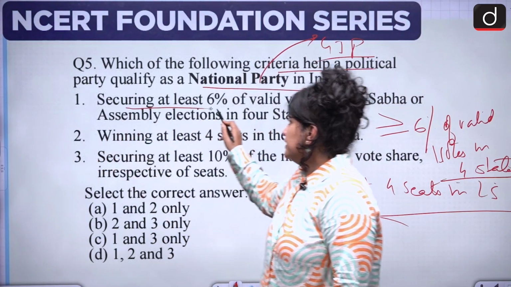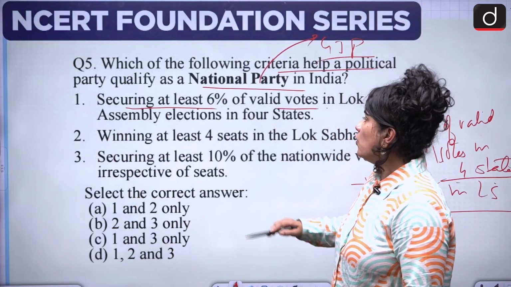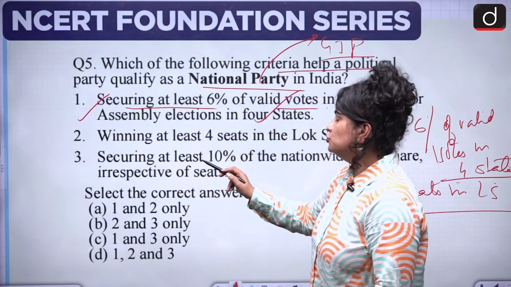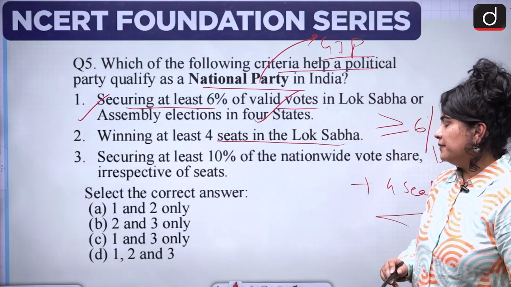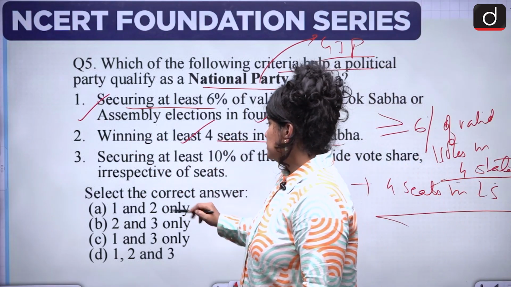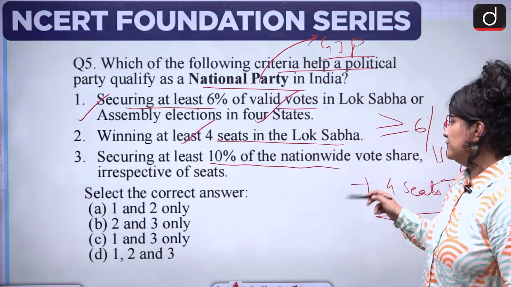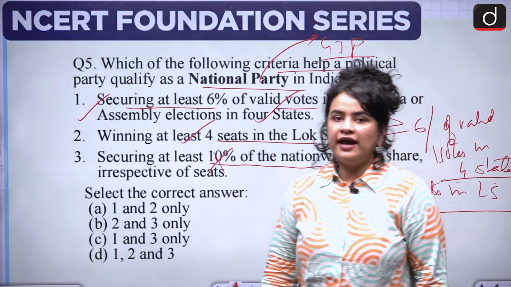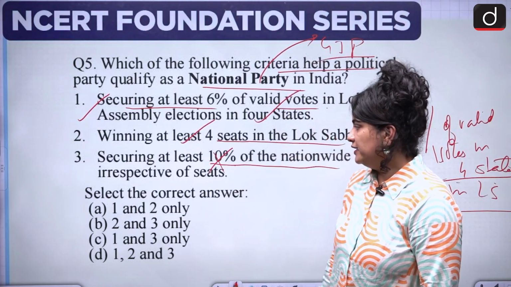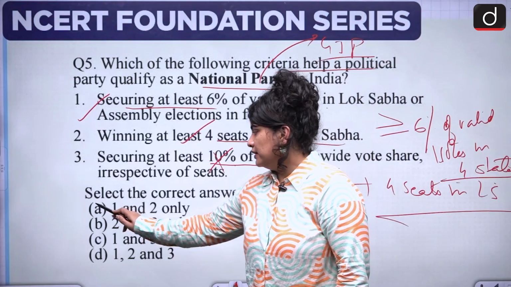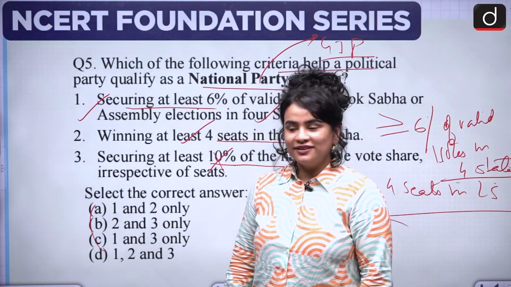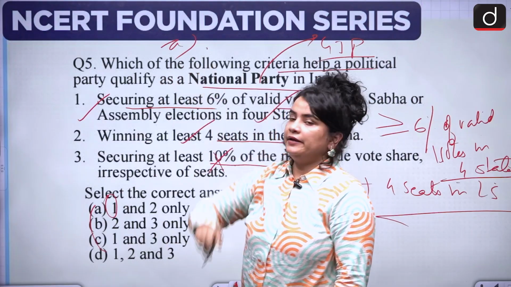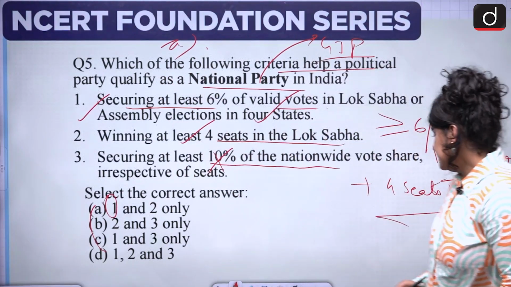So the first is securing at least 6% of valid votes in Lok Sabha or assembly elections in 4 states. Absolutely correct. 2, winning at least 4 seats in the Lok Sabha, which is also true. Securing at least 10% of the nationwide vote share irrespective of seats. This is something that we haven't studied. All right. So we'll eliminate this and arrive at the correct answer, which is option A. Let's move on to our next question.